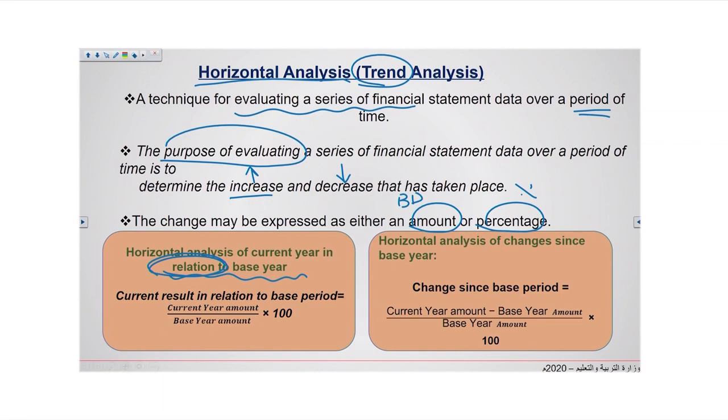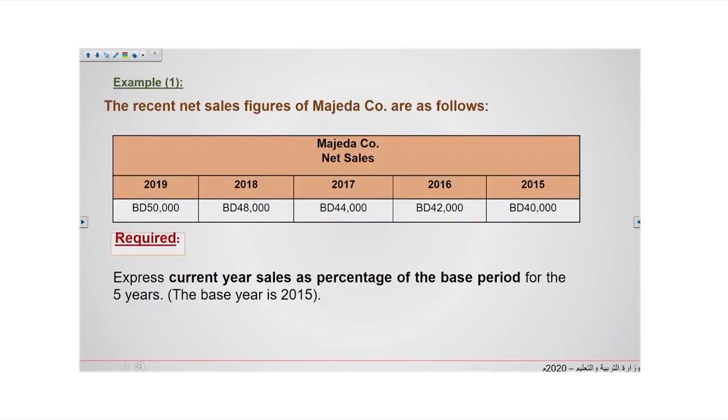Okay, and the second formula, change since base period: current year amount minus base year amount, current minus base over base year. In this formula, how can we differentiate between the first formula and the second one? They want the change or increase or decrease. But for the first formula, they have to decide the relation to the base year. Okay, let's see example number 1.